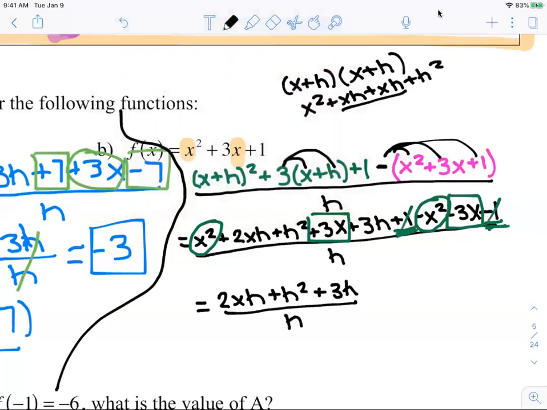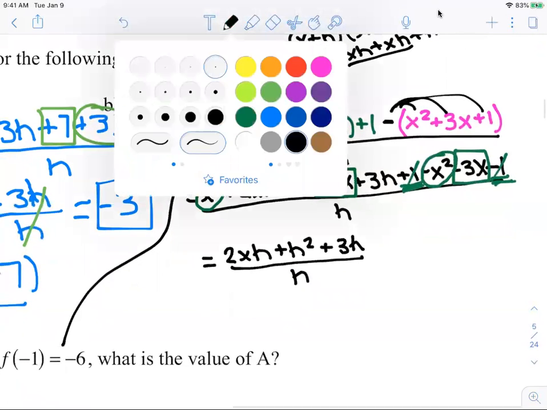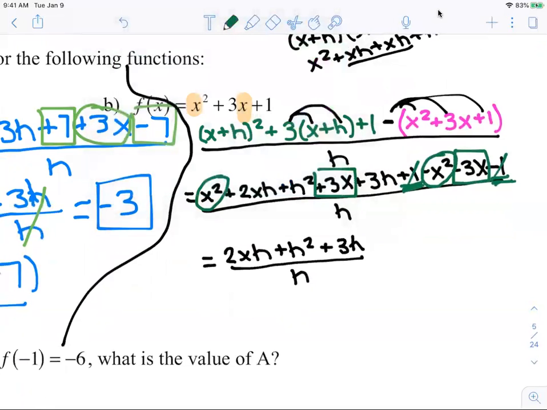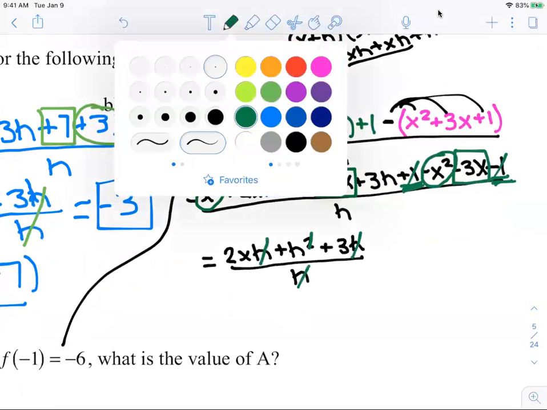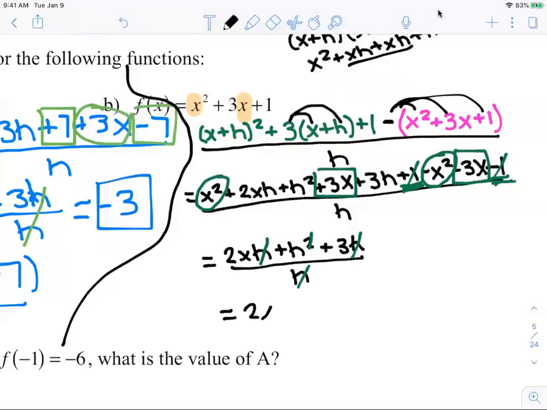Notice every term has an h in it, so there is one more step to do. I can actually go ahead and cancel out an h because this has an h, this has 2 h's, and this has an h, so I can cancel them. And I'm left with 2x plus h plus 3 as my final answer.